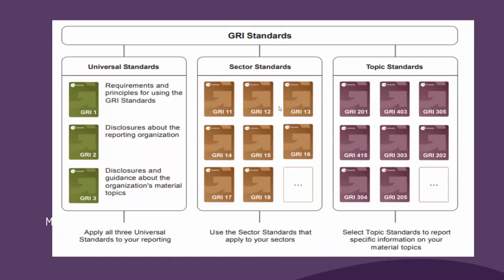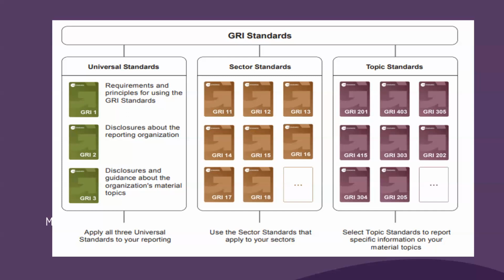So let's just go back to these GRI standards. Remember, in completing our sustainability report, we have to, number one, follow all these universal standards. So we have GRI 1. This is the foundation, the introduction. So why we should be using this GRI, why we should be implementing sustainability reports. Number two, GRI 2, the disclosures required about the reporting organization. And then number three, disclosures and guidance about materiality, so material topics. All these three universal standards must be incorporated in your sustainability report. So meaning these are mandatory.